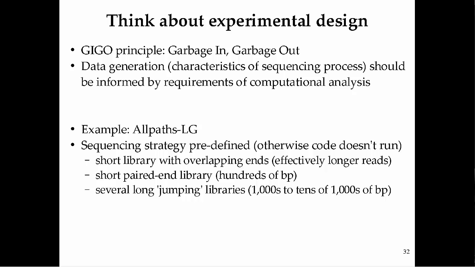A great example of this principle is the All-Paths-LG assembler from the Broad Institute. The authors of this tool specified the sequencing strategy that needs to be followed to generate the data. Datasets that do not meet the specified requirements are simply rejected. The strategy suggested by All-Paths-LG includes very short libraries where the mate pairs overlap. This information can be used to glue together the overlapping mates and effectively generate longer reads. As we've discussed already, longer reads lead to better assemblies. The All-Paths-LG strategy also includes mate pair libraries of increasing sizes aimed at capturing different classes of repeats or gaps in the assembly.